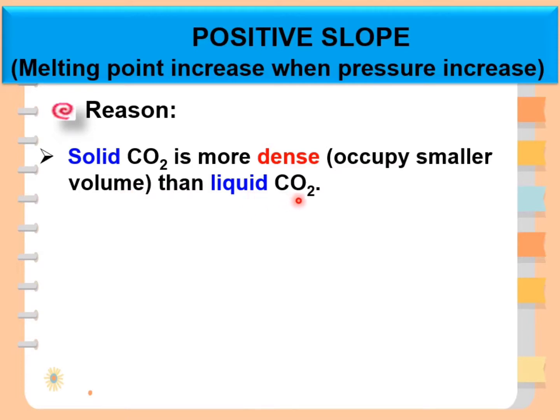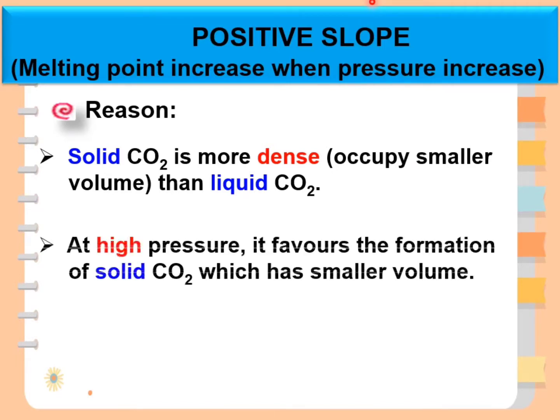than liquid carbon dioxide. More dense maksudnya dia lebih tumpat berbanding dia punya liquid. Maksudnya kalau kita ada solid carbon dioxide dan juga liquid carbon dioxide, solid carbon dioxide akan tenggelam. Macam kebanyakan solid yang ada dekat dunia ni pun dia akan tenggelam, kan? Okay. So that's why at high pressure it favors the formation of solid carbon dioxide. Dia lebih cenderung berada dalam keadaan solid, okay, carbon dioxide ni, which has smaller volume.